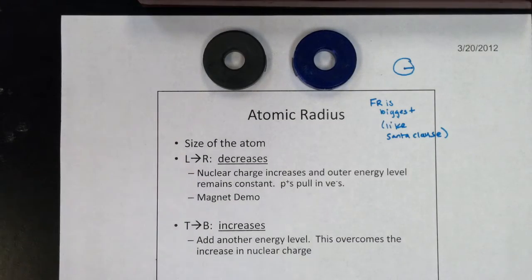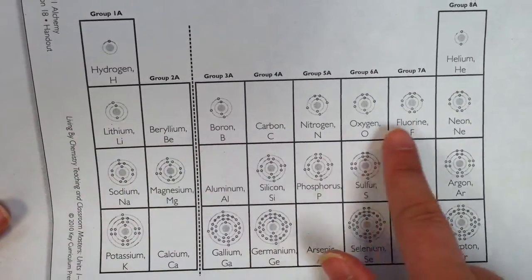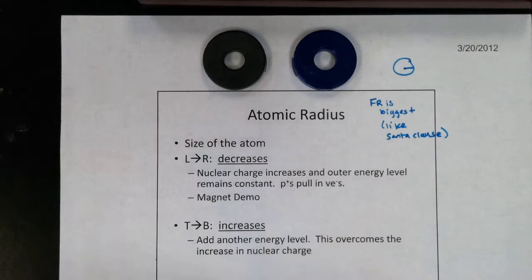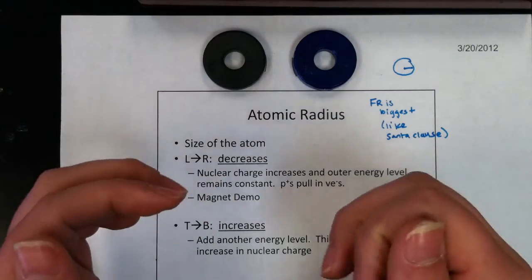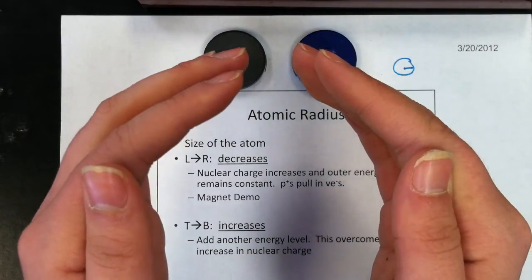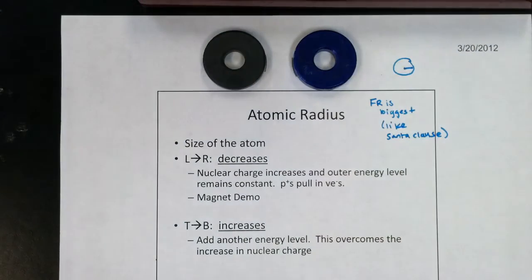But going left to right, we would be adding electrons onto the same shell. So we would expect that they would all be the same size. That's not what we see. What we see is as we add more protons to the inside and more electrons, there's more attraction. More positive and more negative can actually pull in and make that atom smaller.